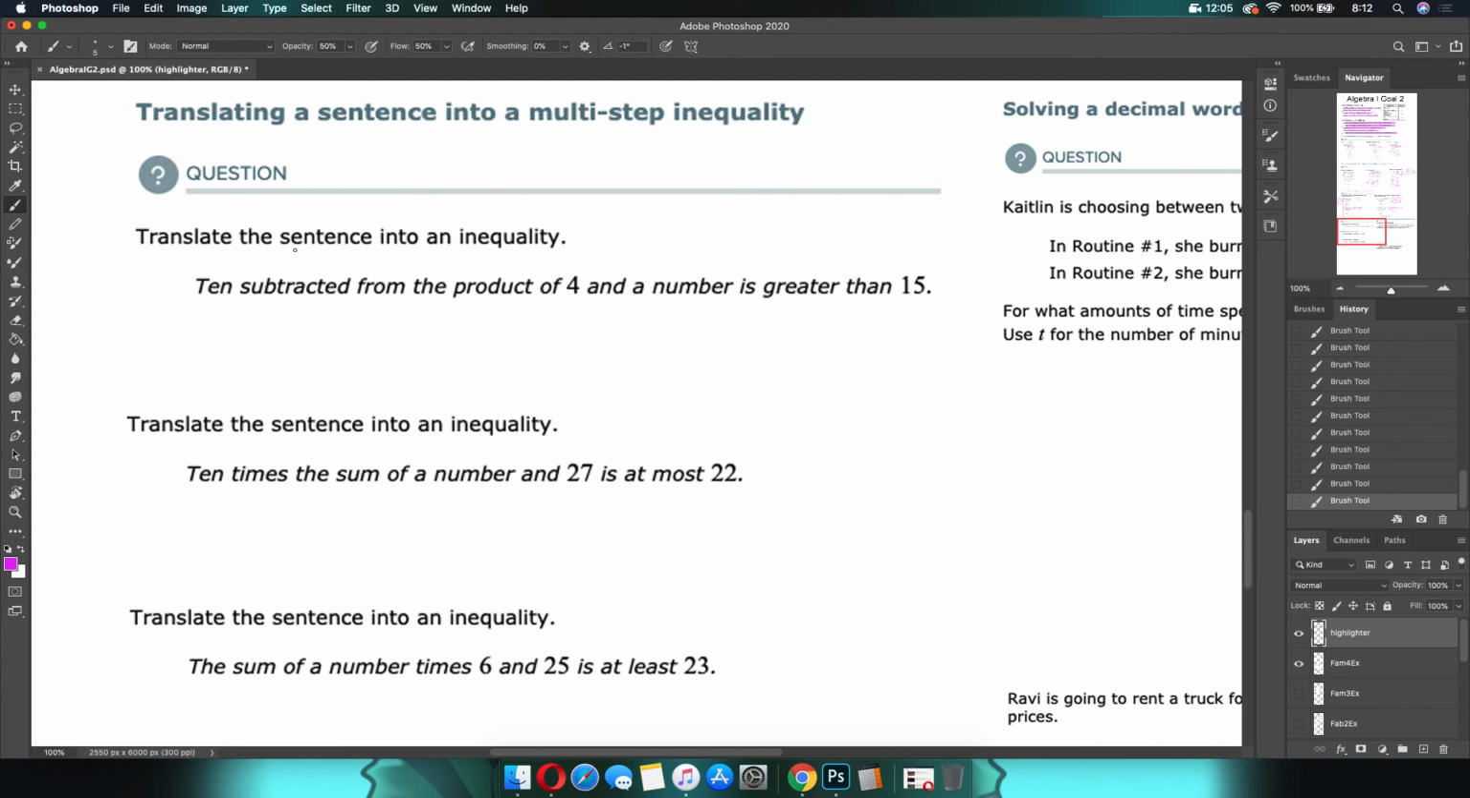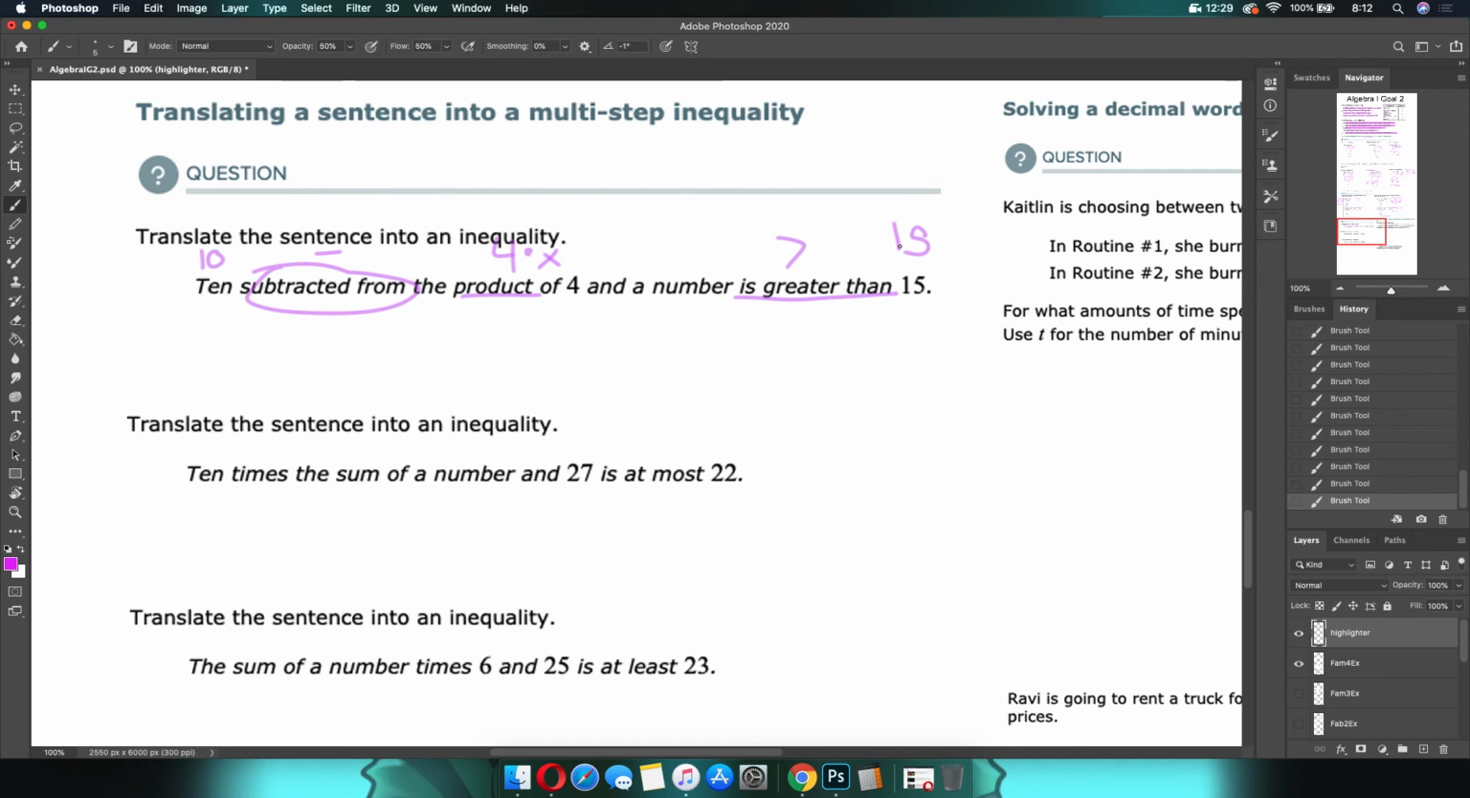So we have 10, and then we have subtracted from, and then we have product, which is multiplication, and then we have 4 and a number is greater than 15. I personally kind of like taking these things and writing them out so that I can figure out what my major signs are.